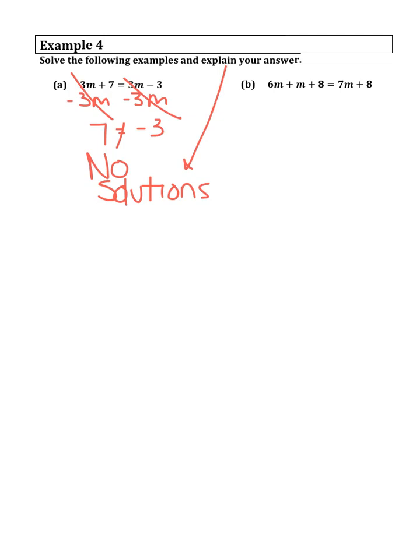Okay, in letter B, we have 6m plus m plus 8 equals 7m plus 8. So we're going to go ahead and combine like terms first. Remember, you can put a 1 in front of the single variable. So now we have 6m plus 1m, which is 7m, plus 8 equals 7m plus 8. So now to solve, I need to get the variable terms together. So I'm going to subtract 7m from both sides. And again, you can see the variables will both cancel. So on the left-hand side, I'm left with 8. On the right-hand side, I'm left with 8.